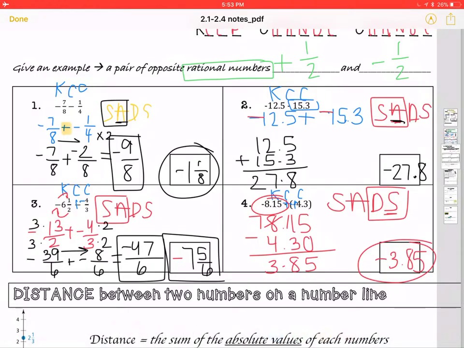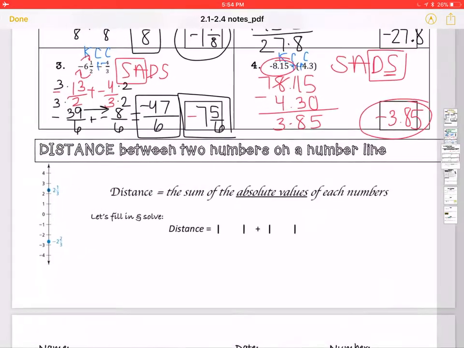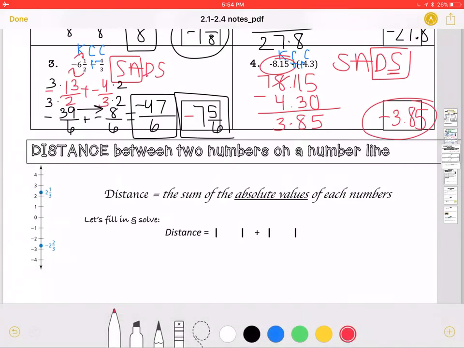Alrighty, let's do our last part of this lesson here. What happens if we're finding the distance between two numbers? So distance between two numbers on a number line. Notice it's a positive and a negative number. Whenever you have opposite types of numbers, you're finding the sum of their absolute value. That's how we're finding distance. How far away are they from each other? This is our absolute value signs. Remember that from our first chapter.